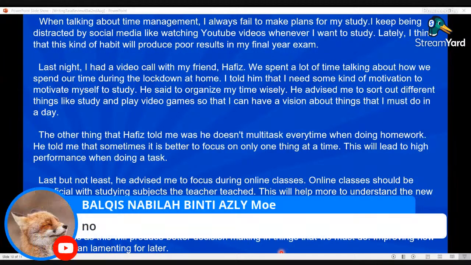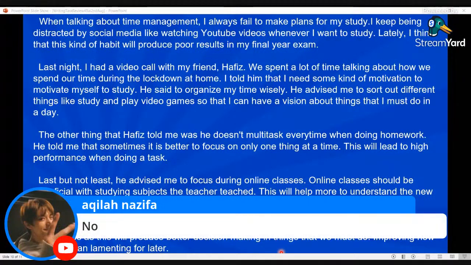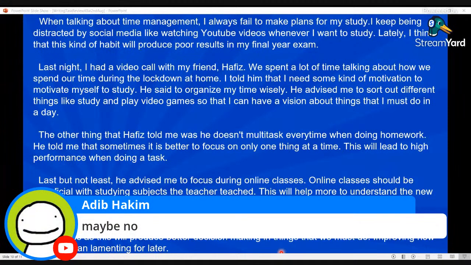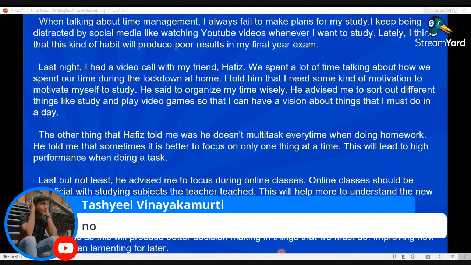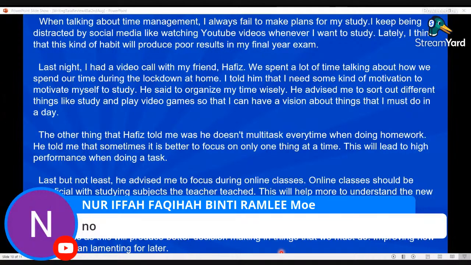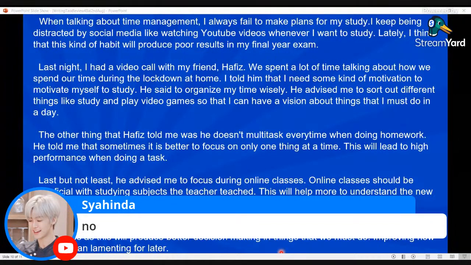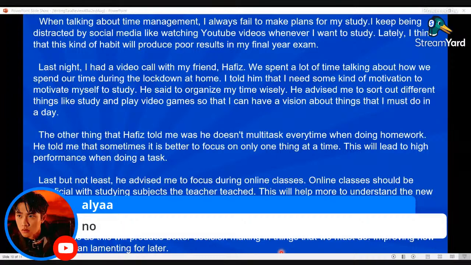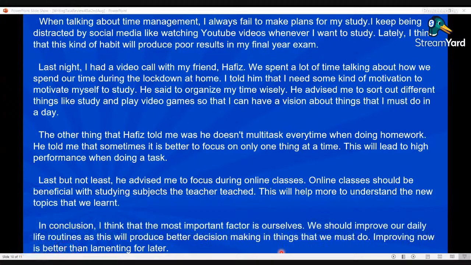Let's say it doesn't sound like a story. Balkis also agreed with Alia. Anyone else? Does this sound like a story? Most of you answered no. Very well, most of you get the idea that this is not exactly a story.